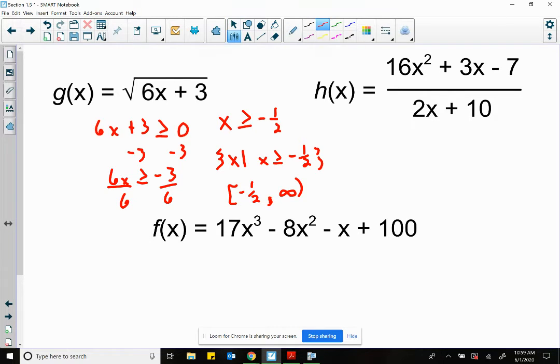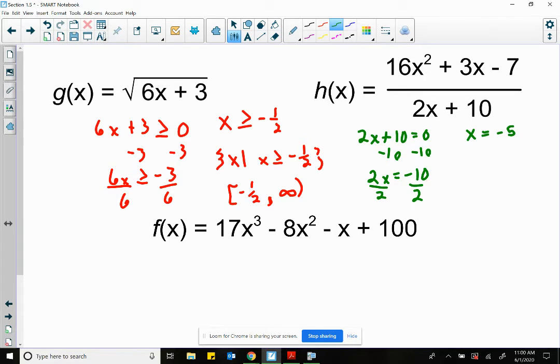Okay? Right over here, hopefully you recognize this as the rational. So all we have to do is set our denominator equal to 0. So we'll subtract 10. So 2x is equal to negative 10. Divide by 2, divide by 2. We find out that x is equal to negative 5, and this is the number we're going to throw out.